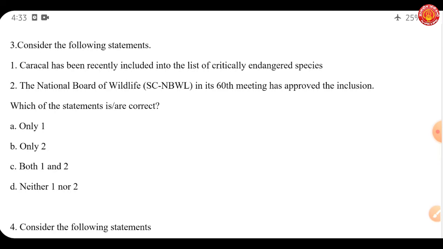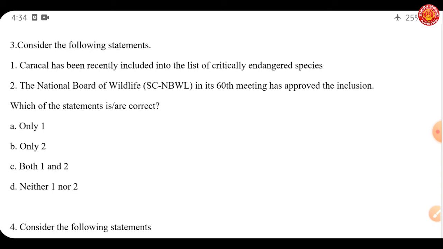The UPSC usually asks questions about critically endangered species and the species which are included in the red list, and this is one important species that has been included, considering its reduction in population. Let's move on to the next question.